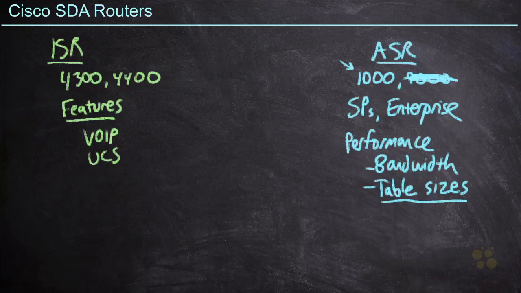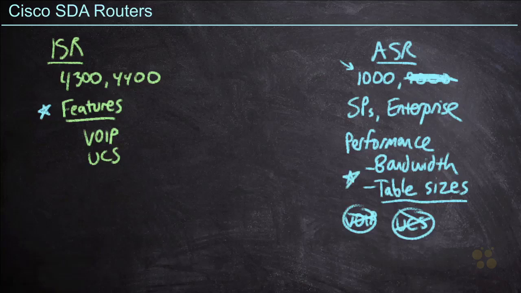However, from a feature perspective, we're not going to get the full voice over IP feature set on an ASR. We're not going to see UCS servers installed into ASRs either. The focus on ASRs is on that performance rather than the feature set. Now, either one of these routers will be supported in an SDA fabric as long as we get the right model. So when it comes to picking one over the other, a lot of it's going to come down to, do we need the features of an ISR? Or specifically, do we need the bandwidth and the table sizes of an ASR platform?